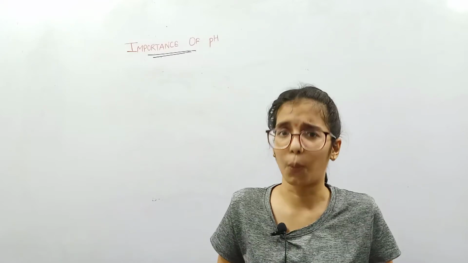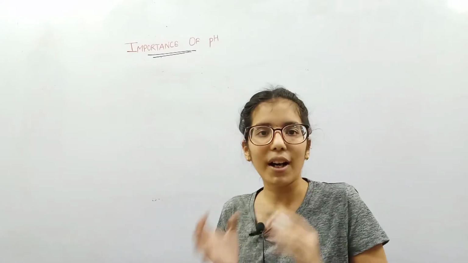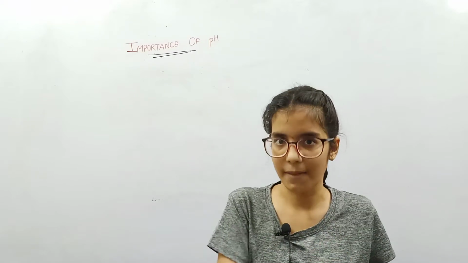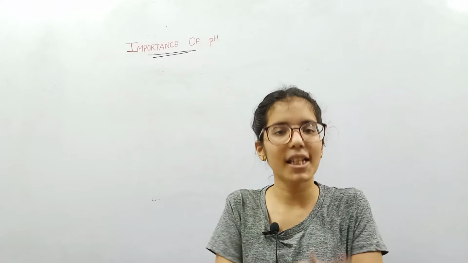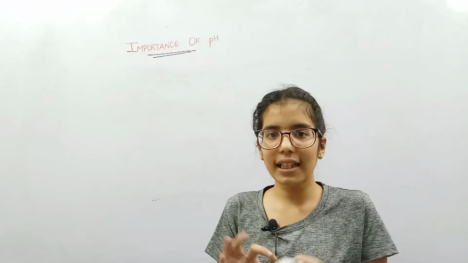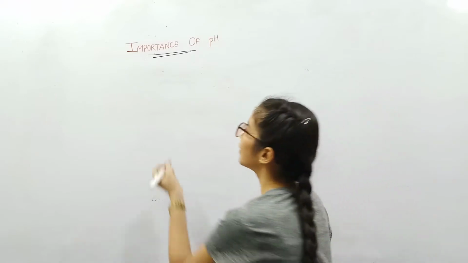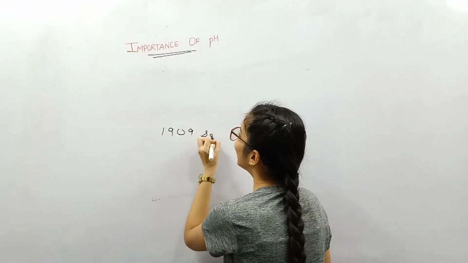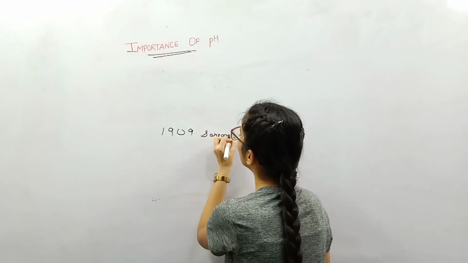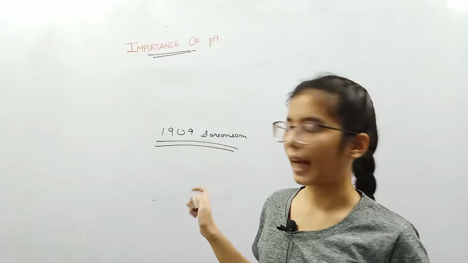mild? No. That's why we use the pH scale, because the pH scale helps us to know the strength of any substance, whether it is strong, weak, or mild. So this is the thing for which the pH scale is used. One more thing to note is that this scale was devised by Sorensen in 1909.